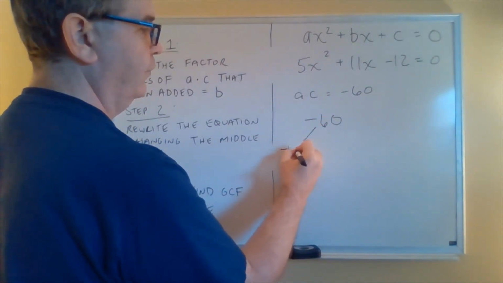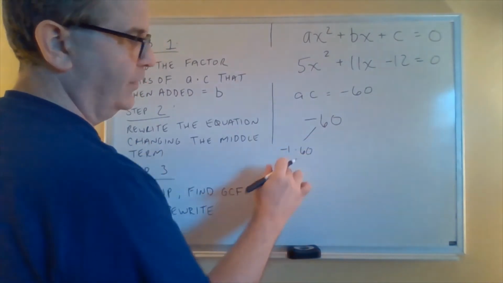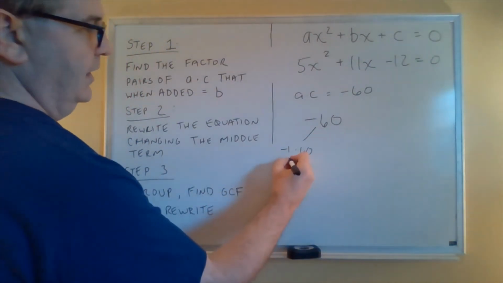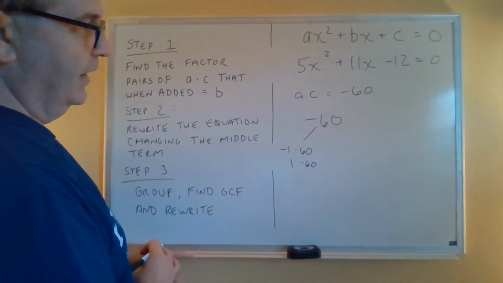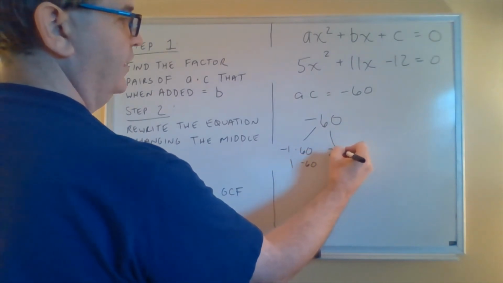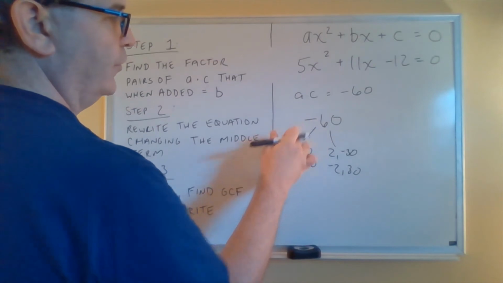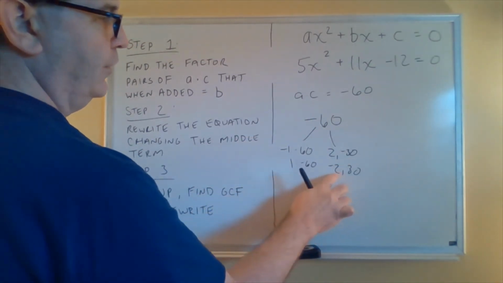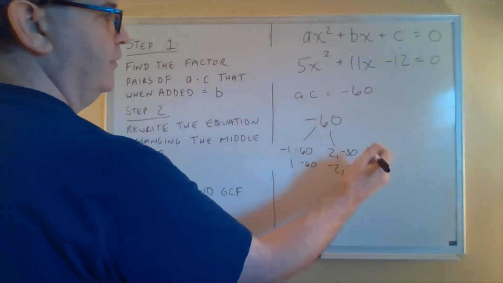We're going to have negative 1 times 60, that would equal negative 60. When added together gives us 59, so that's not it. Or you'd have 1 times a negative 60, and that would give you a negative 59. So we keep going. Does 2 go into 60? Yes, it does. 30 times. So since our number is negative, we'll have 2 times negative 30 or negative 2 times 30. Neither one of those will add together to 11.